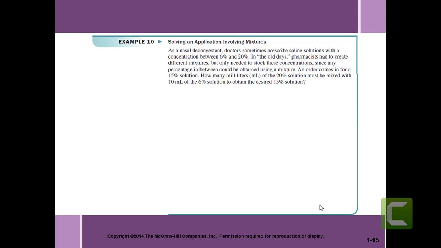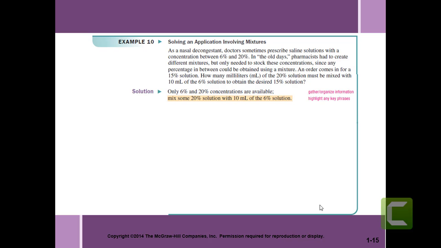Okay, and then our desired solution. So here's the thing. We've got two things going on. We've got amounts that we're adding, right? 10 milliliters of one solution and the amount of the other solution, which we don't know. But we also have to include the concentration somehow. So here's what we got.